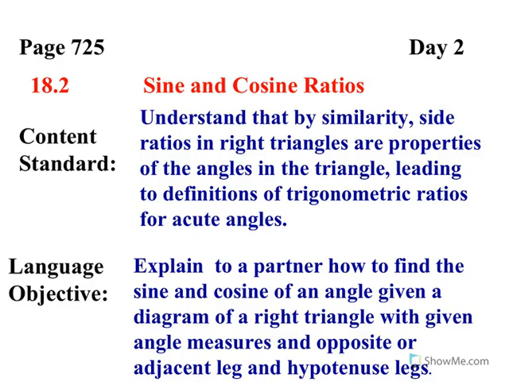Module 18.2 Day 2, Sine and Cosine Ratio. Content Standard: Understand that by similarity, side ratios in right triangles are properties of the angles in the triangle, leading to definitions of trigonometric ratios for acute angles. Language objective: Explain to a partner how to find the sine and cosine of an angle given a diagram of a right triangle with given angle measures and opposite or adjacent legs and opposite sides.